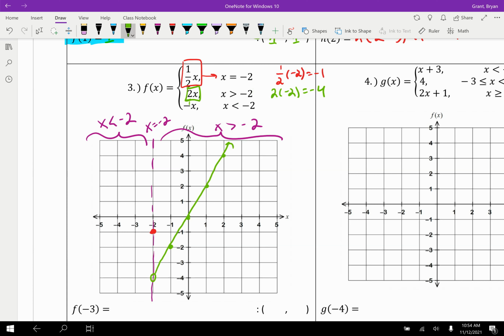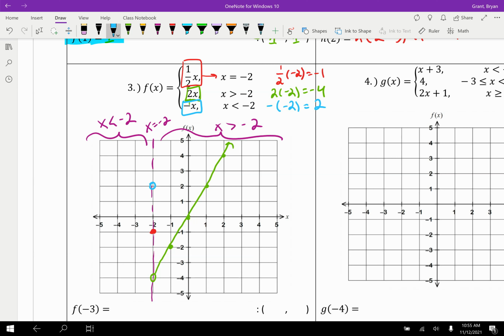Last but not least, we have negative x. We'll do this one in blue. Okay. To substitute in at negative 2, negative of negative 2 is positive 2. So that makes the input negative 2, that's on the wall, and the output positive 2. We can't be equal there, so we put an open circle at negative 2 comma 2.